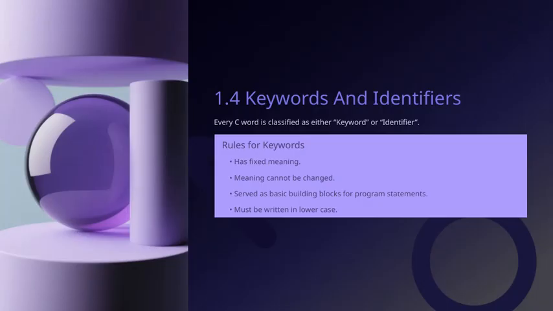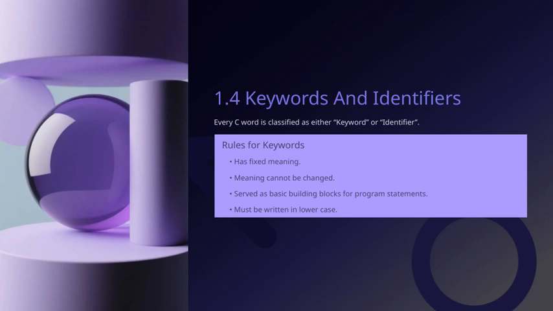Now, let's talk about keywords and identifiers in C. Every C word falls into one of these two categories. It's important to understand the difference because it impacts how we write and interpret code. Keywords are special reserved words that have a fixed meaning in the language. Their purpose is well defined, and this meaning cannot be changed.